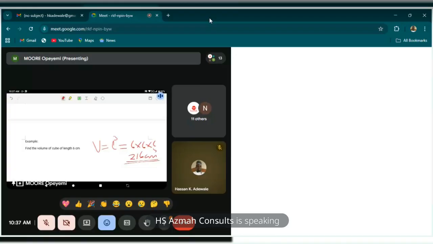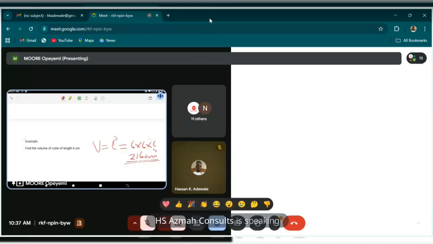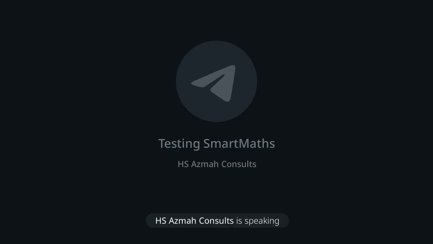Now, we are moving on to cuboid. How does a cuboid look like?